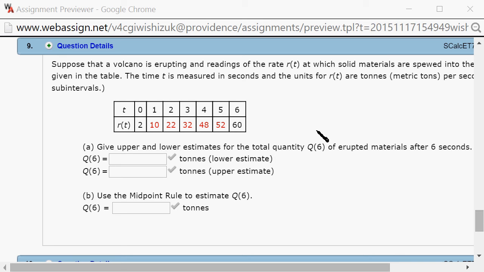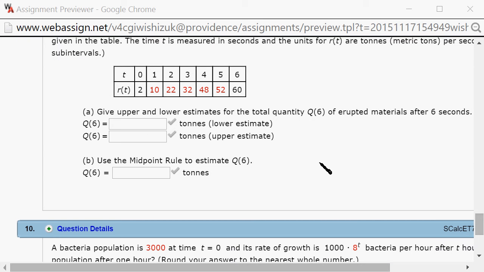All right, part A: give upper and lower estimates for the total quantity Q(6). So you can think of estimating the area under the graph of R(t) from 0 to 6. So let's do that. From this table, it looks like R(t) is constantly increasing. So if you use the left sum, it'll be a lower estimate. If you do the right sum, it's always going to be the upper estimate. All right, so let's do that.